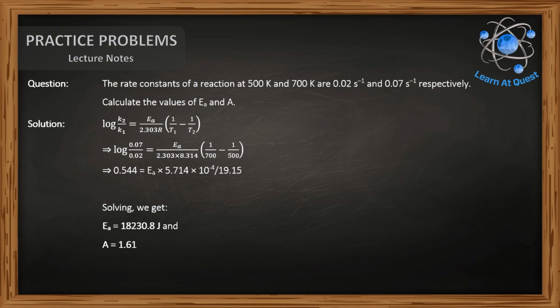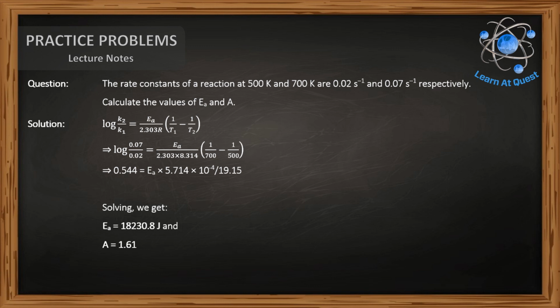Now notice the values that are given to us in the question. We've been given the rate constant K1 at temperature T1, that is the rate constant 0.02, which is at the temperature of 500 Kelvin. Hence we can say that the value of K1, which is the rate constant at temperature T1, is equal to 0.02 per second. Similarly, the value of T1, which is the temperature, is 500 Kelvin.